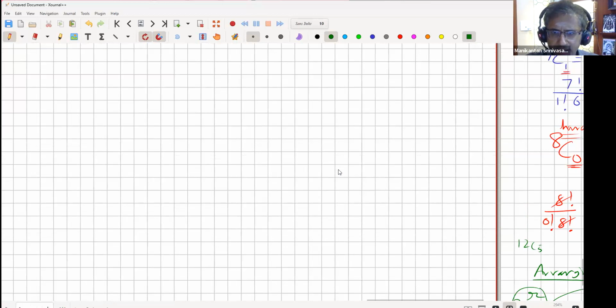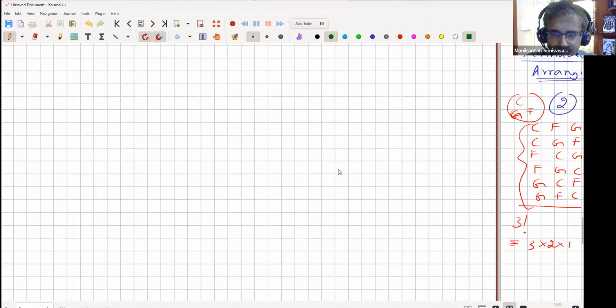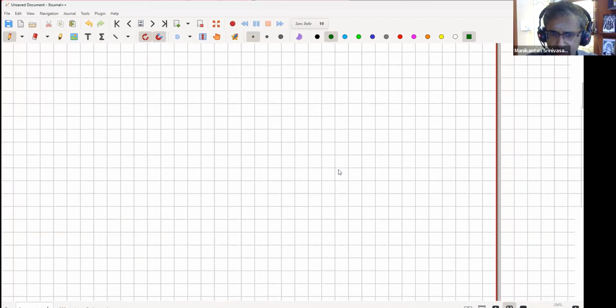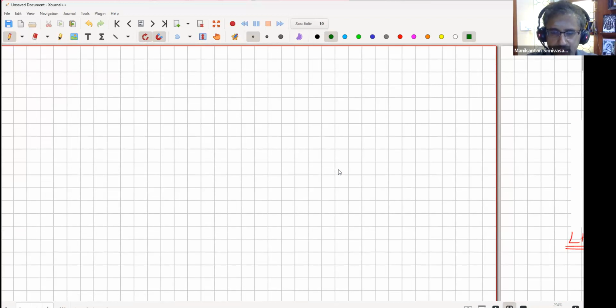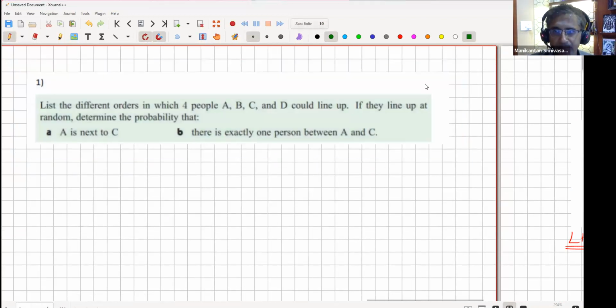Okay, so now I think that's a pretty good start for us to start discussing the homework problem. So let's discuss, and as and when there are gaps, we'll fill them. Let me go to the very top here. First question: list the number of ways in which 4 people A, B, C, D could line up.